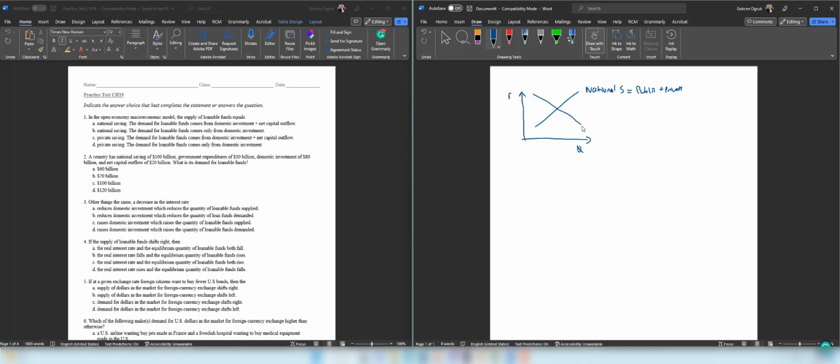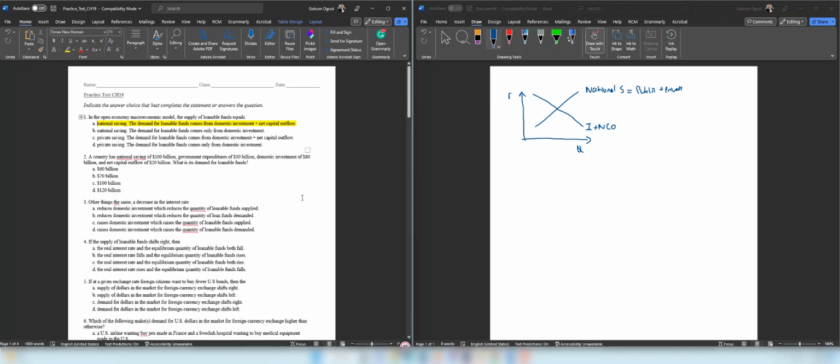And the demand is not only domestic investment this time, but plus the NCO. So demand comes from investment plus NCO. National saving is equal to public plus private saving. Therefore, the correct answer is going to be the first one, A, national saving. And the demand for loanable funds comes from domestic investment plus net capital outflow.